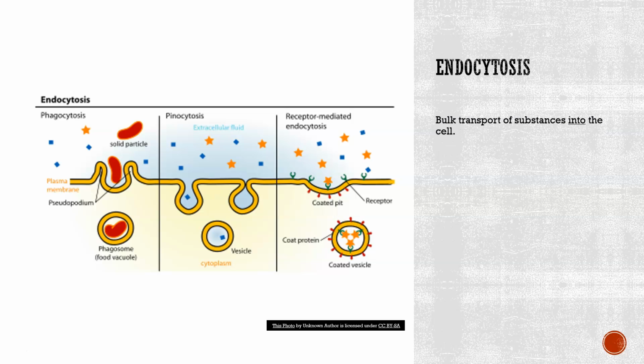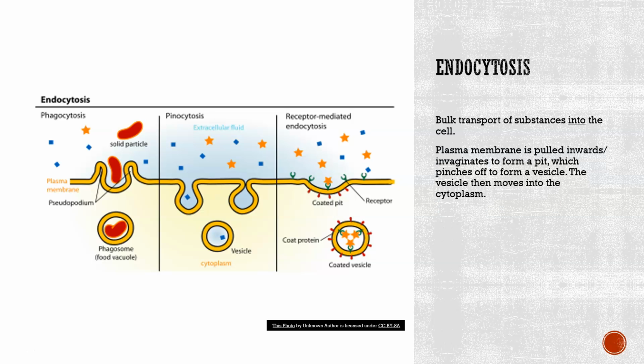Endocytosis is the bulk transport of substances into a cell. It's where the membrane is pulled inwards, or invaginates, to form a pit, which pinches off and forms what we call our vesicle. The vesicle then moves into the cytoplasm with whatever molecule is within it, whatever is required within the cell. Phagocytosis is when solid matter is engulfed, for example white blood cells engulfing bacteria to then destroy that bacteria within the cell.